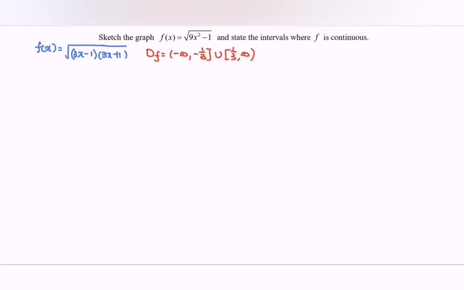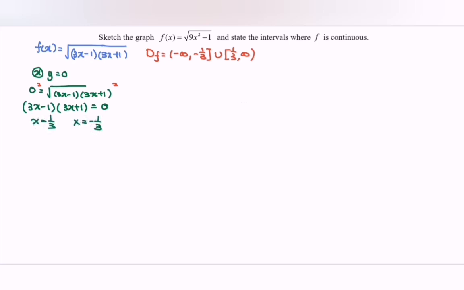Next, find the x and y intercepts. For the x-intercept, y is equal to 0. So kindly substitute, where we have 0 equals the square root of (3x minus 1)(3x plus 1). So we square both sides. Then we will have (3x minus 1)(3x plus 1) equals 0. So x is equal to 1 over 3, x is equal to negative 1 over 3. So that is the x-intercepts, where we have 1 over 3, 0 and negative 1 over 3, 0.